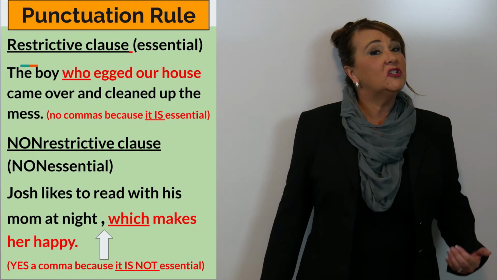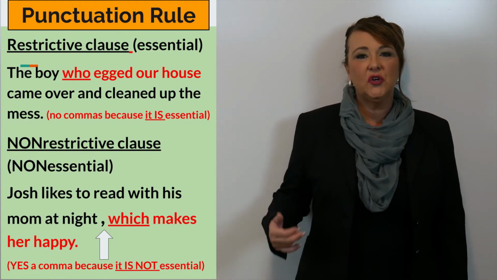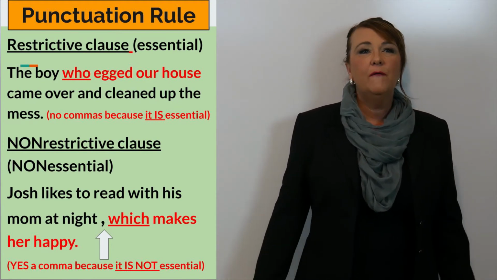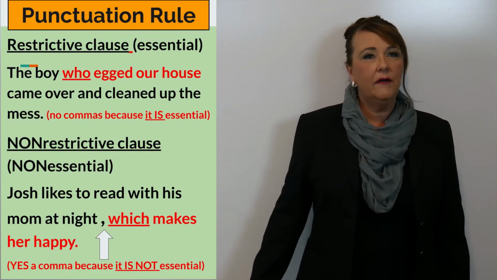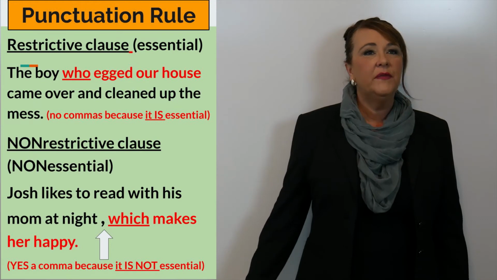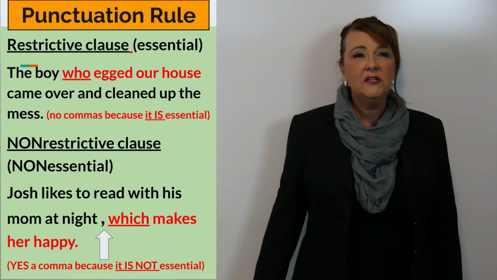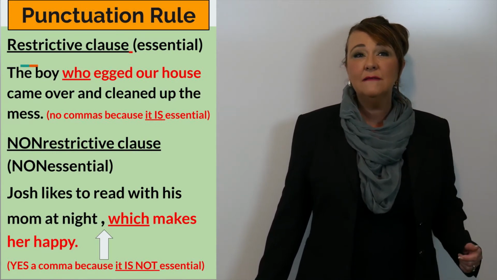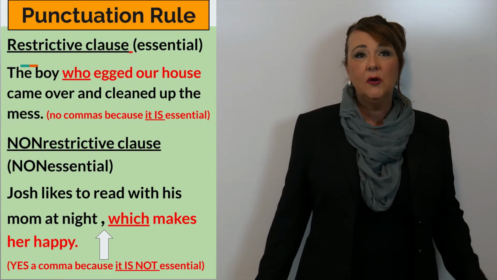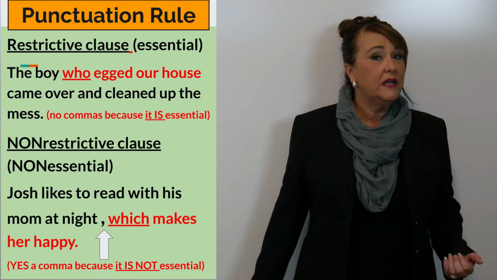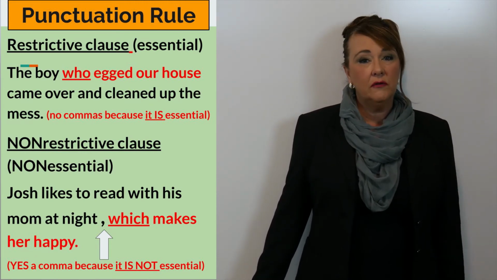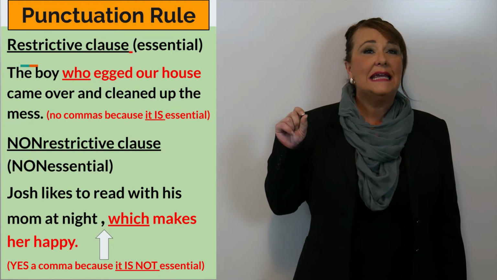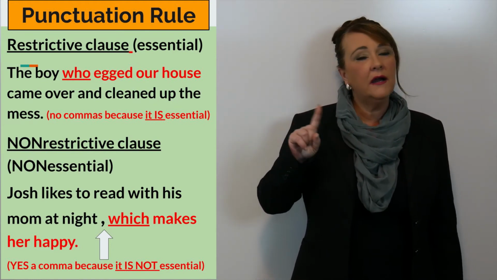So we have restrictive clauses which are essential. Essential means it's important. You need it in the sentence. For example, here is an example of a restrictive clause that is essential. We have the boy who egged our house came over and cleaned up the mess. Now this information, the red part that you see, who egged our house, is essential. Therefore, we do not use a comma. So think about this. If the information in the clause is essential, we do not need a comma.